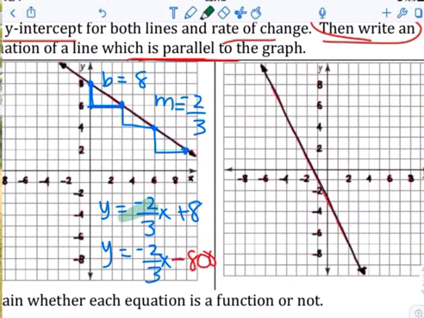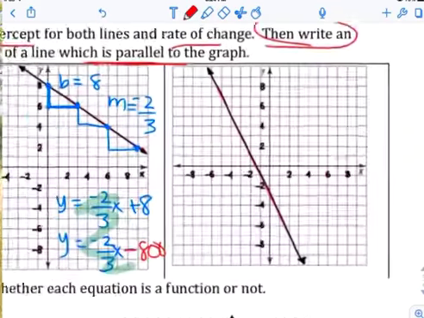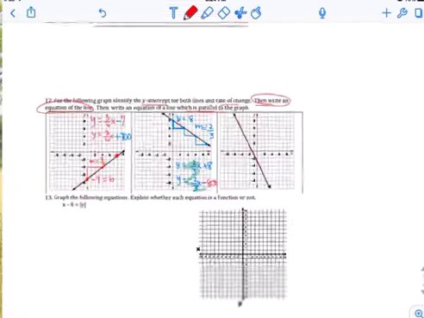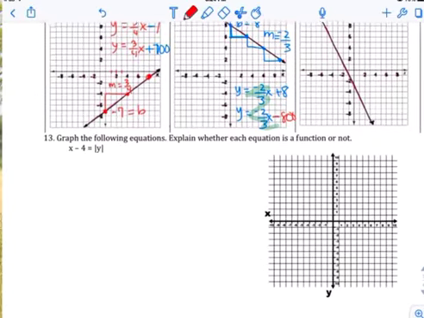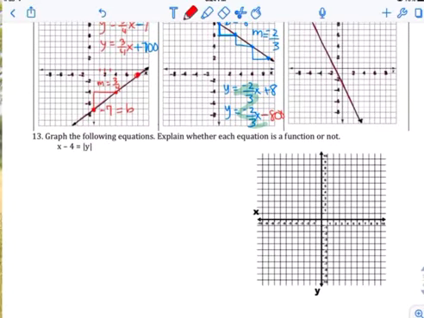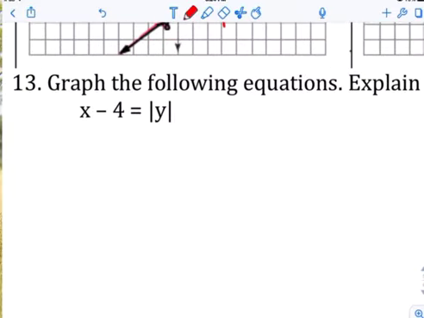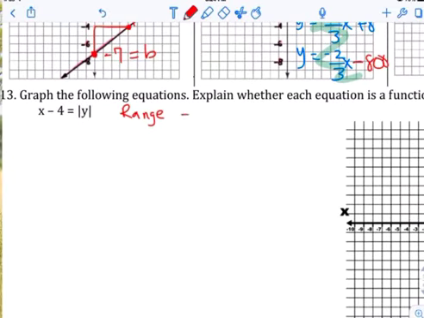Slope's the same, y-intercept's different, no solution, right? Parallel lines if you have to graph it. Same, you know how to do the rest. Oh, graph this, explain if it's a function or not. Oh, here, if you watch this, we're going to give the range of -2, 0, 2. So make your graph.